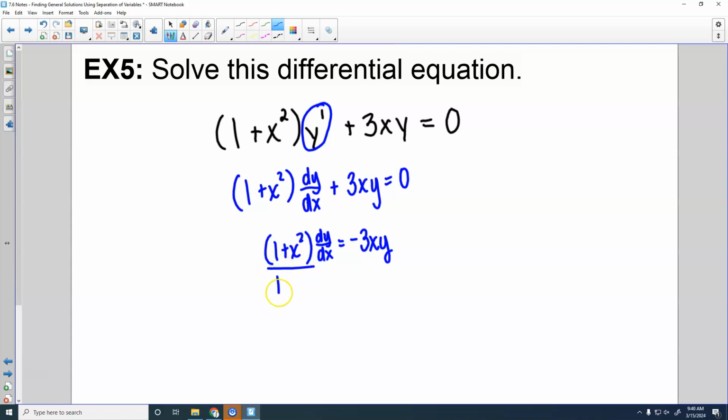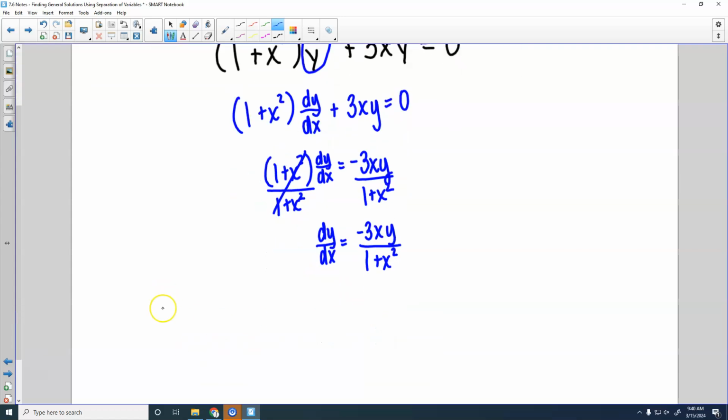Yeah, let's get that over here on this side because it's an x and it needs to be on that right side. And it's okay to have variables in the denominator. We just don't want our dy or our dx to be in the denominator. So dy over dx equals negative 3xy over 1 plus x squared. All right? We're getting there. We're actually pretty close now.